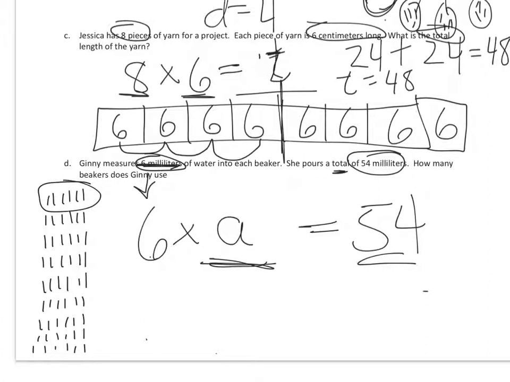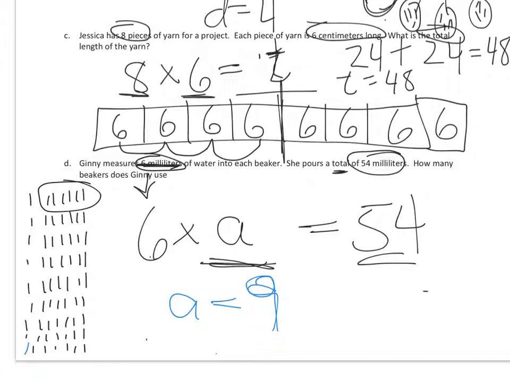So here's our 6. We've got to figure out how many rows we have. So let's go ahead and count down. 1, 2, 3, 4, 5, 6, 7, 8, 9. So A equals 9. So what is A? That's how many beakers Ginny uses, 9 beakers of 6 milliliters.